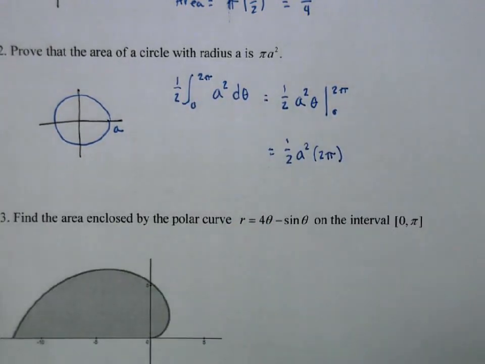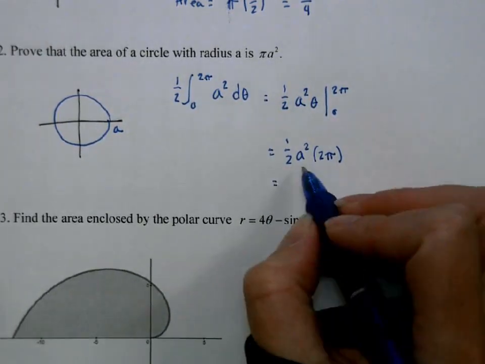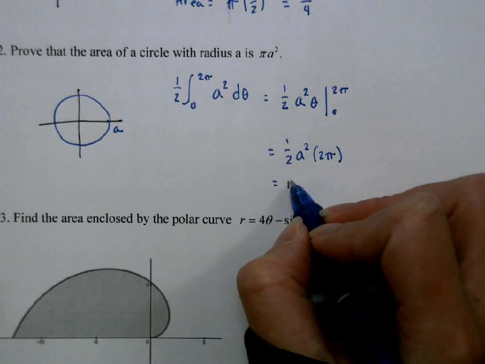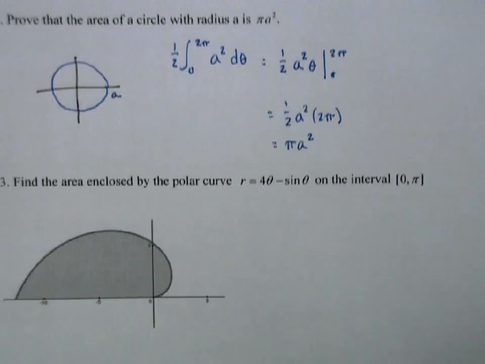Okay, and then if I plug in 0, we get 0. So ultimately what we end up with is, the 1/2 and 2 cancel, and we're left with pi a squared.